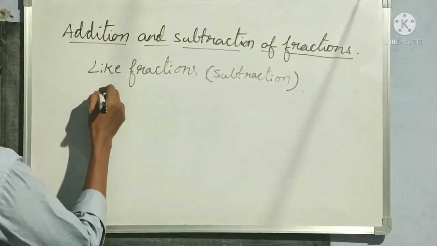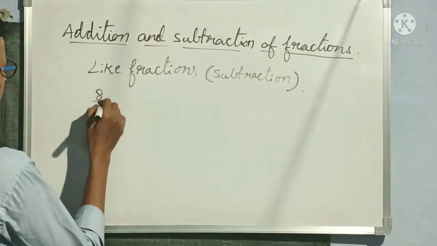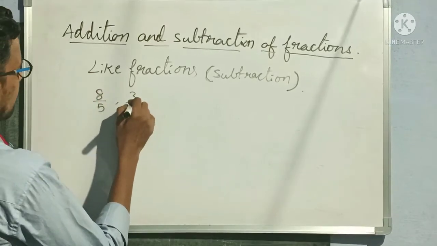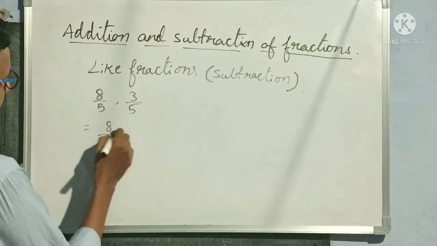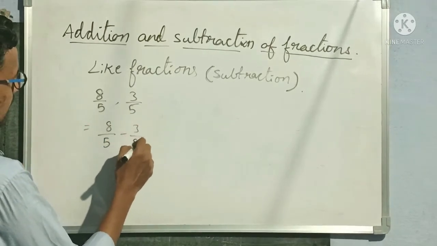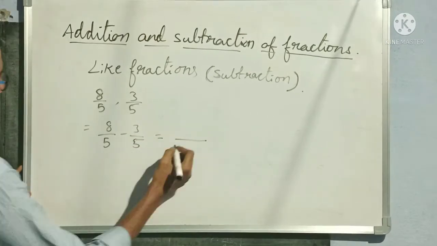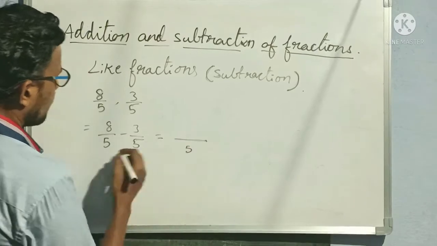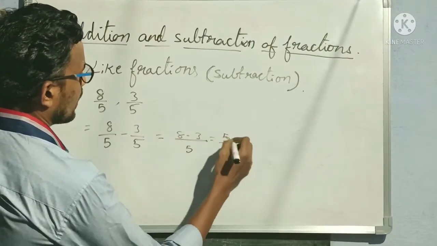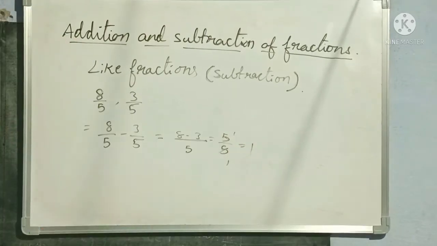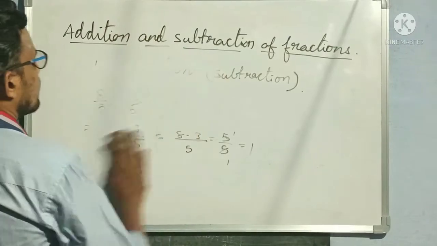Let us change the example: 8 by 5 and 3 by 5. How to subtract these two like fractions? 8 by 5 minus 3 by 5. As I already said, we take the same denominator 5 and subtract the numerators directly. So 8 minus 3 is 5 by 5, so our answer is 1. This is how we have to subtract like fractions. Now unlike fractions.